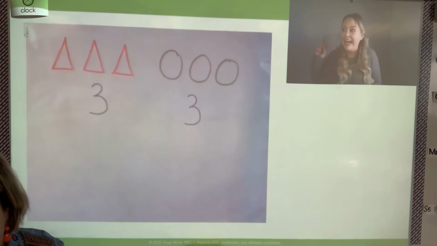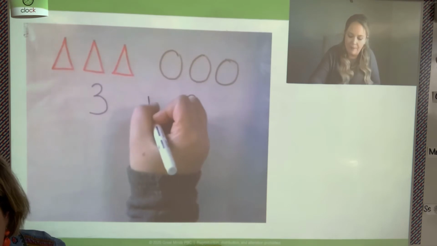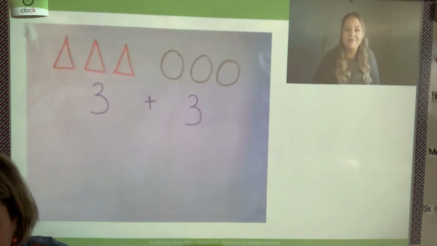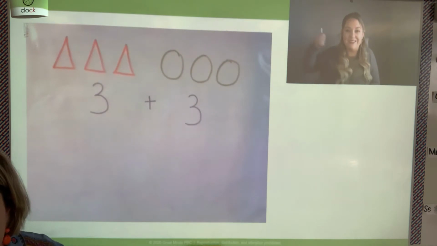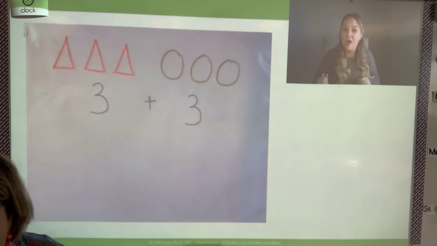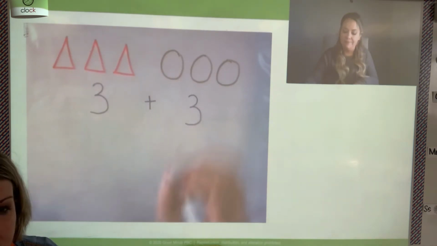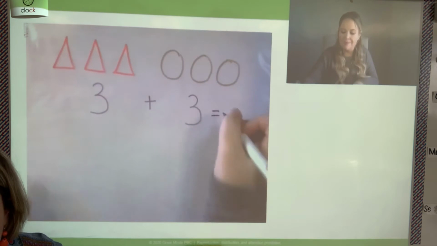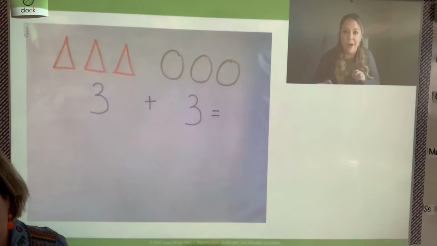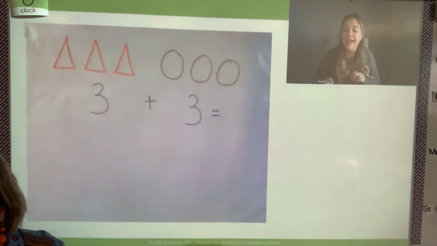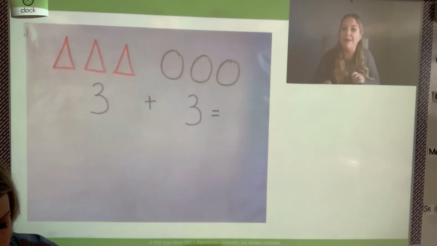I heard lots of my friends say that they wrote this. Is that what you have on your board as well? Great. Now let's also add our equal sign. You guys already did this. Let's also put a mystery box at the end of our number sentence, just like we did in a previous lesson, so that we have a place to show how many shapes there are in all. So let's add our mystery box.